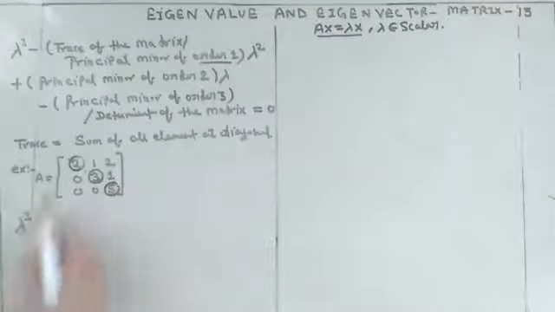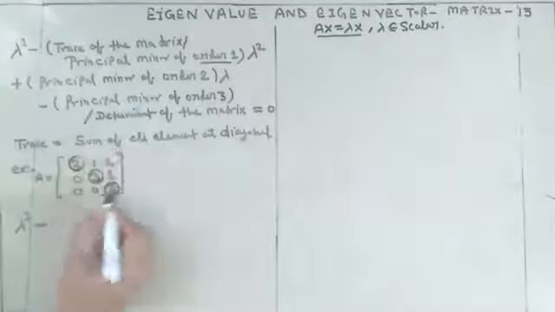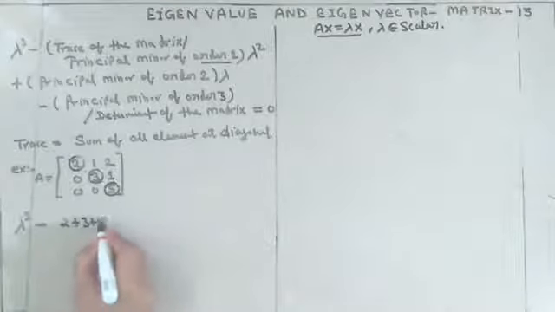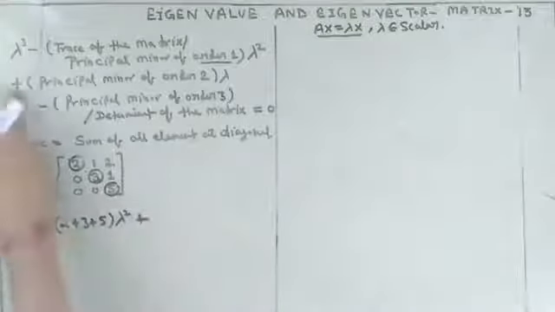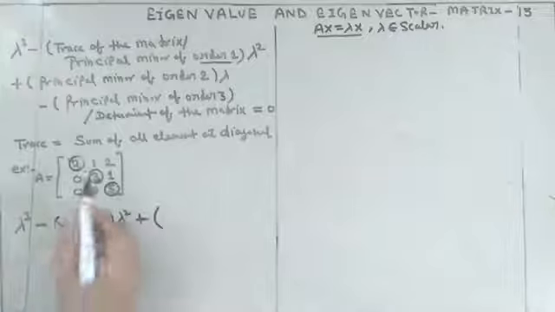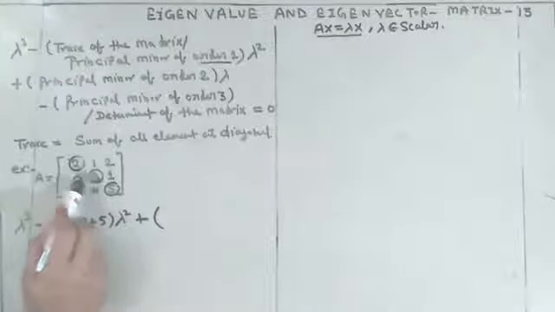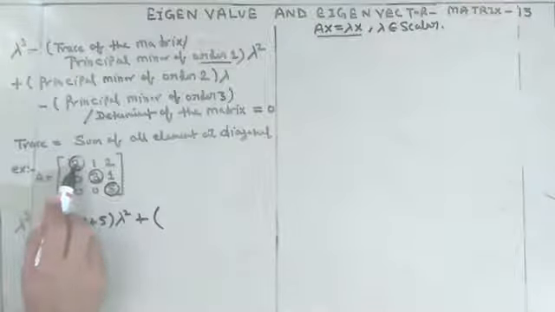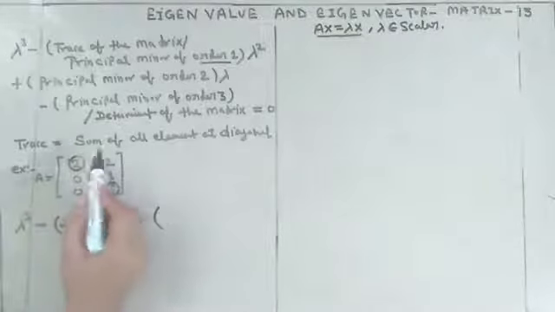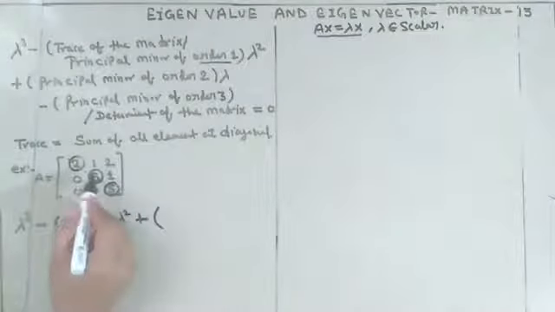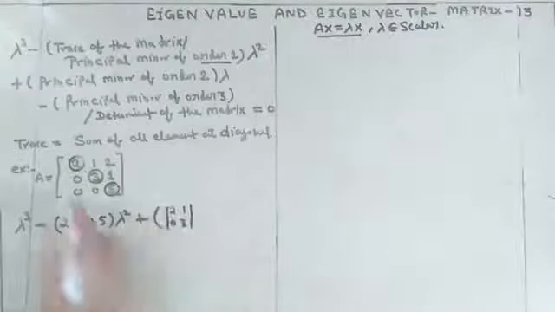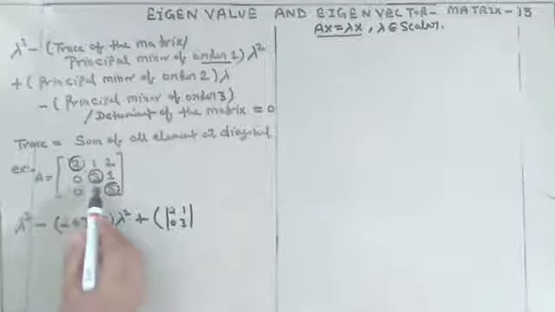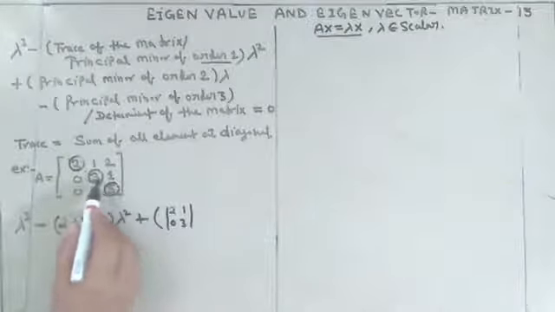So what we have written is lambda cube, then the trace of the matrix, which is 2 plus 3 plus 5. Then we have written lambda square, plus the principal minor of order 2. Principal minor of order 2 means you have to take any 2 elements that are on the diagonal. At first we take 2 and 3. With respect to 2 and 3, if you take this and this, the matrix will be 2, 1, 0, 3. This is the first one.